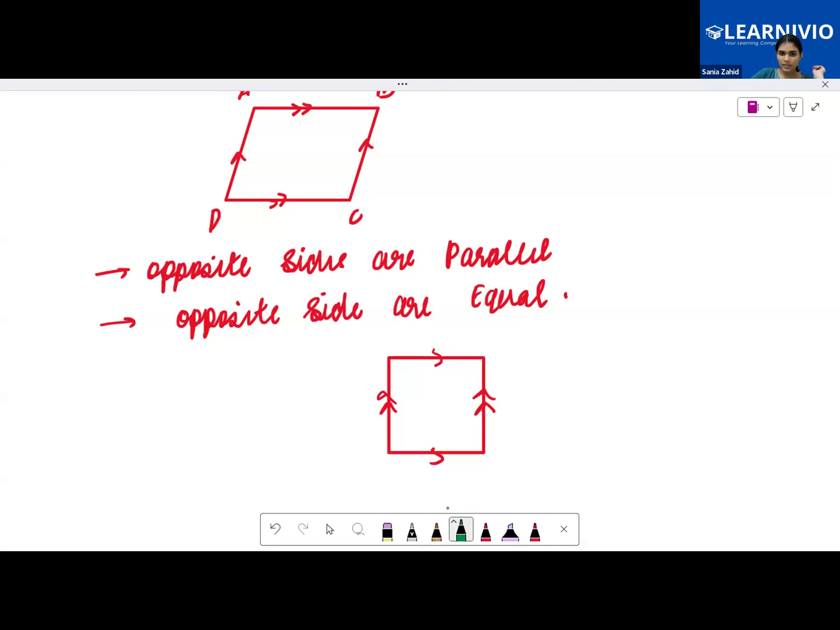Yes, ma'am, in a square, all sides are equal. In a rhombus, opposite sides are equal. Not really. Basically, here also all sides are equal. You can write all sides instead of opposite.